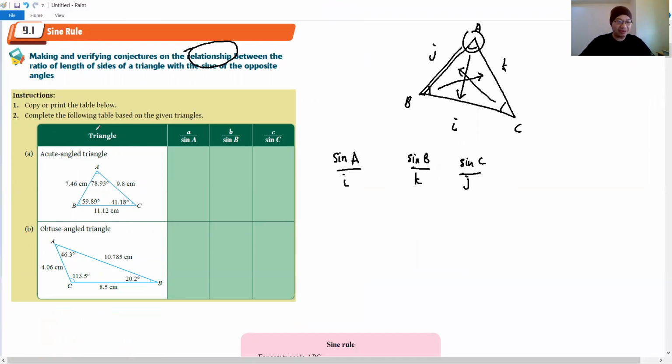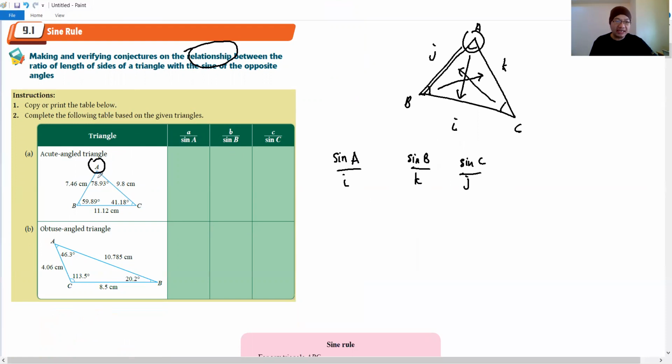Okay, guys, look here. We have a triangle ABC, and all the lengths are given, and the angles are also given. Now, write down your a over sine A, your b over sine B, and so on. So this is your a, right?